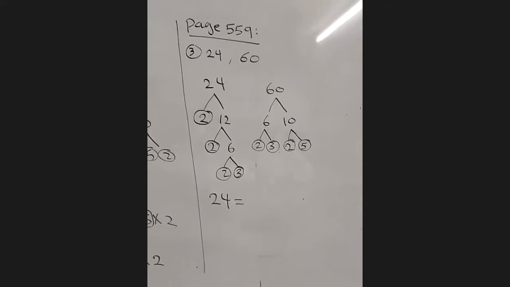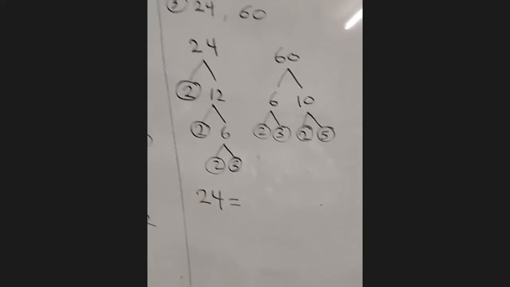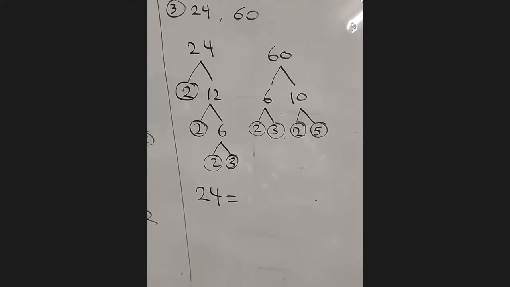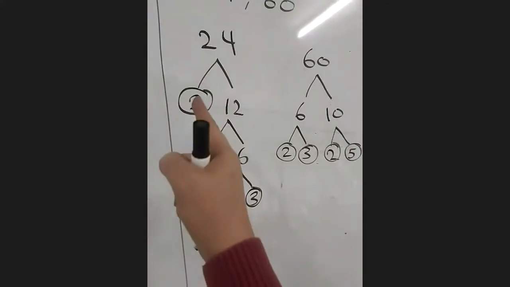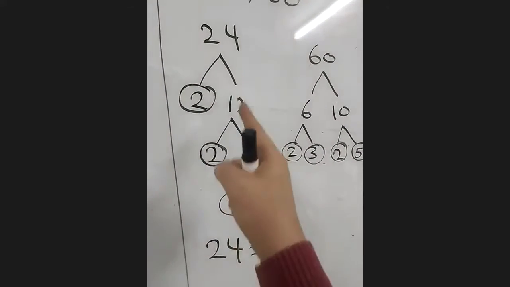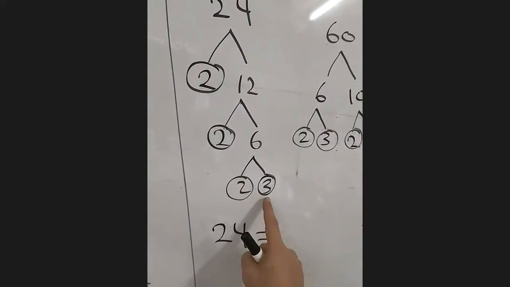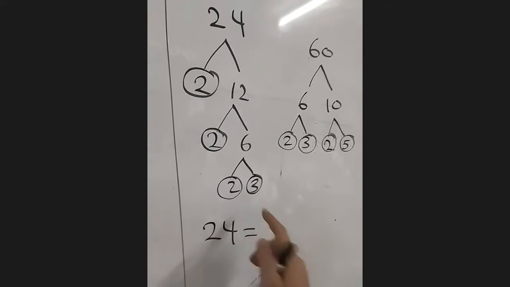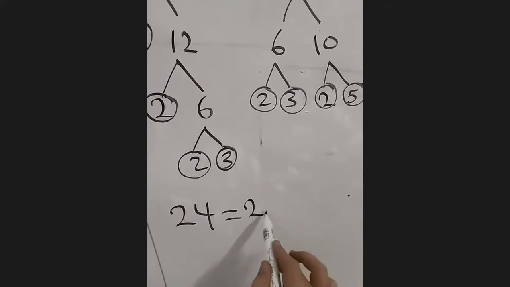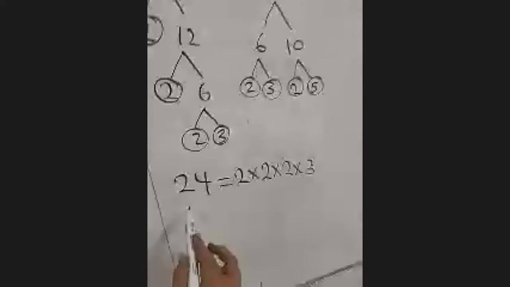Guys, it depends on the timetable. Remember? Timetable. Adam, are you with me? Yes. Now 24 equals the multiple of the circled numbers only. Do not take 6 and 12. You take 2, 2, and 3. Okay, 2 multiply 2 multiply 2 multiply what? 3. Got it?